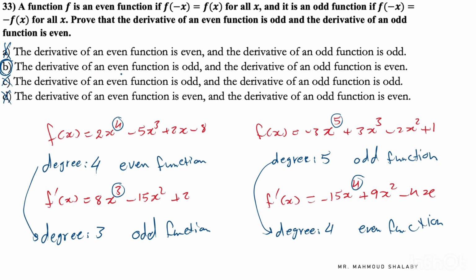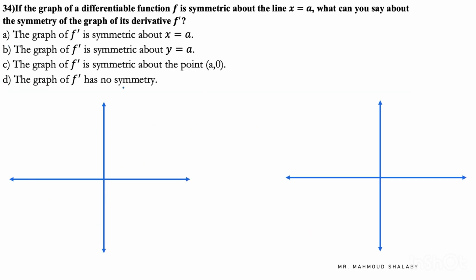So as you can see, the derivative of even will be odd, the derivative of odd will be even, so this is the only correct choice here, right? Now, another question about the odd and even functions, but using the graph.